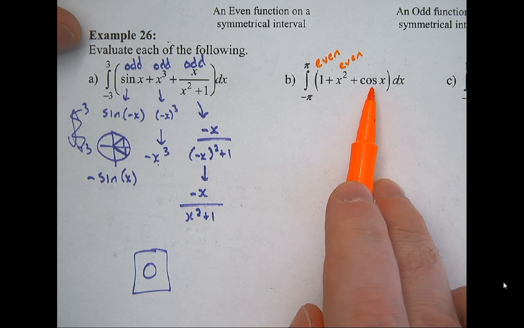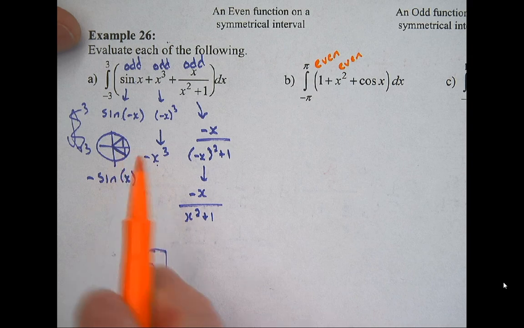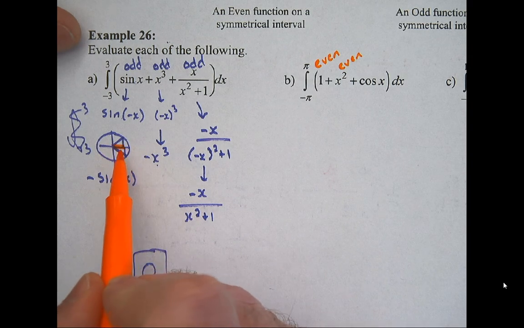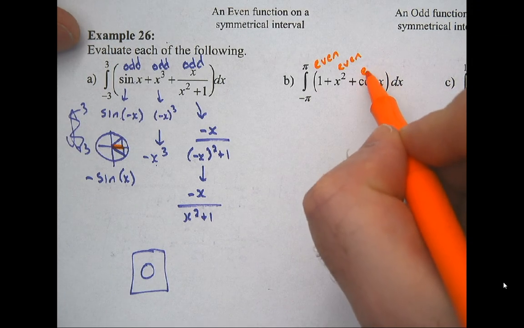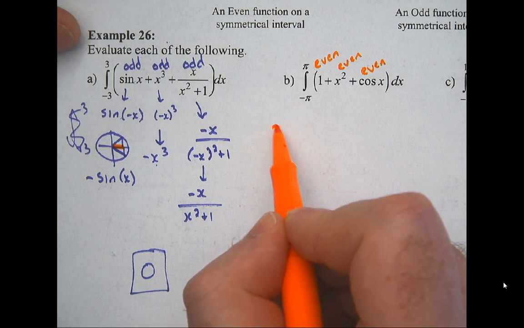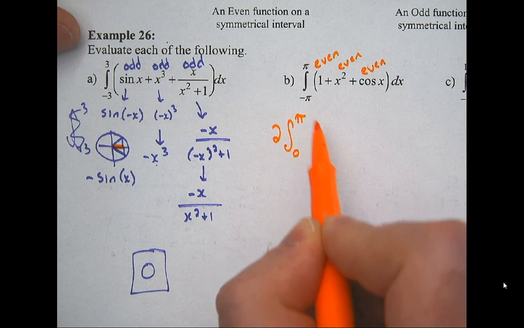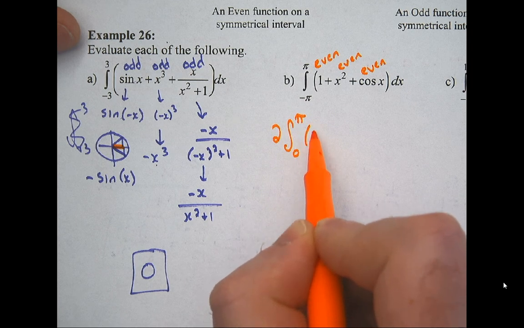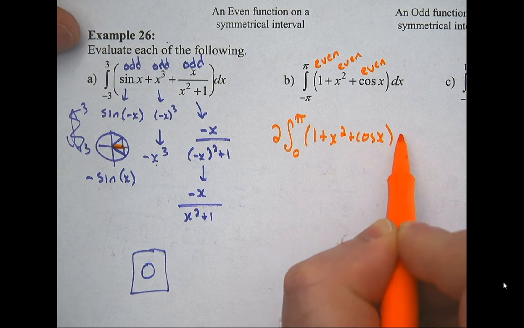Cosine, let's go back to our little picture over here. Here's my positive 45. Here's my negative 45. What do you notice about their cosines? Their x values. They're the same. So whether you go odd or even, or whether you go positive or negative, you're even again. So this is the same as 2 times the integral from 0 to pi of 1 plus x squared plus cosine of x dx.